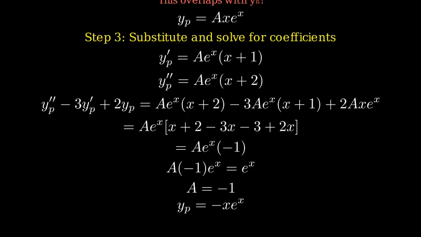Step 4. Finally, we combine the homogeneous and particular solutions to get our general solution. y = y_h + y_p = c_1 e^x + c_2 e^(2x) - x e^x. And there we have our complete solution using the method of undetermined coefficients.